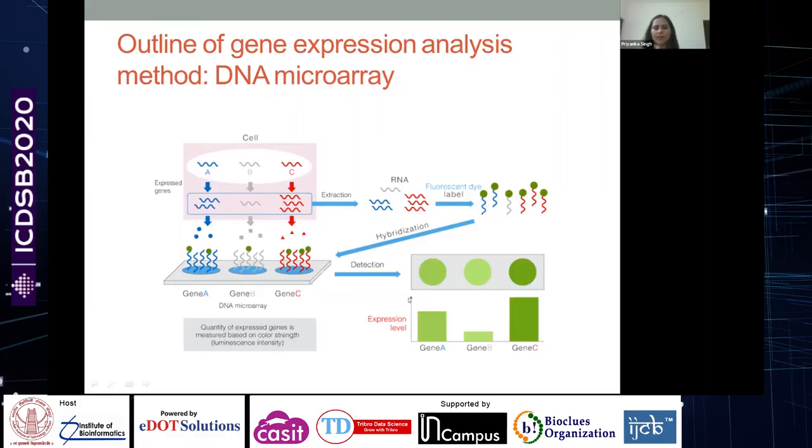With the automated systems, you will basically be able to see what the expression profile of this RNA in the cell is. For instance, B is not expressed so much, you have less RNA for B. So you will be detecting less expression level of gene B in this case.